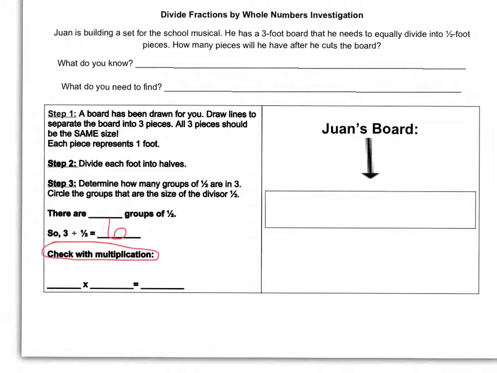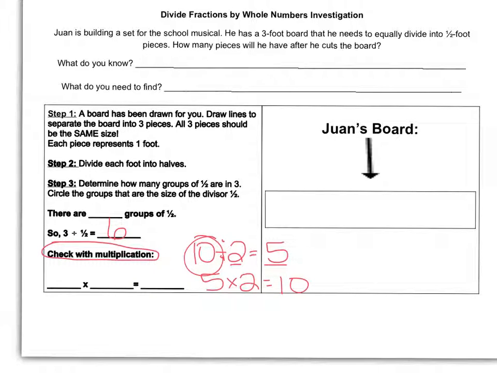Now, when it says check with multiplication, all that means is that you're going to take your answer and work backwards. So let's try a simpler problem really quick. Think back to when you were learning how to do regular whole number division. If you do 10 divided by 2, you get 5. And then to check it, you could work backwards and say, well, 5 times 2, if I take my answer and multiply it by one of the factors here, then I would get 10. And since I got 10, I know I did it right.